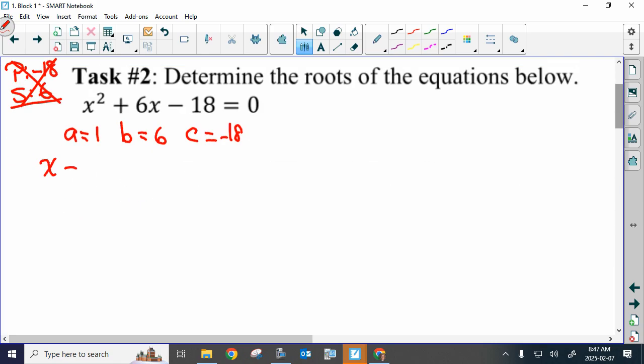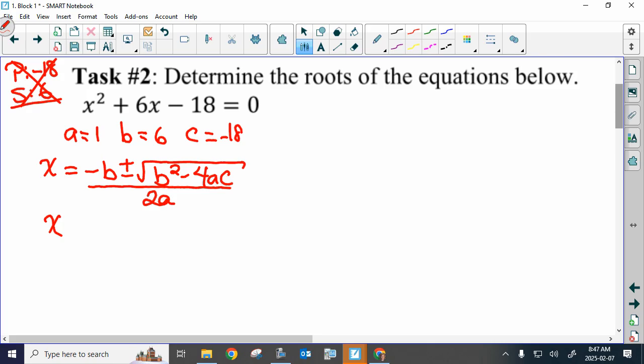This is my quadratic formula, so negative b plus or minus the square root of b squared minus 4ac. You don't have to have it memorized, it's on your formula sheet. Your first step is to plug everything in. Notice there's a negative sign on the b, so the b was positive, it now becomes negative 6 plus or minus the square root of 6 squared minus 4 times 1 times negative 18.